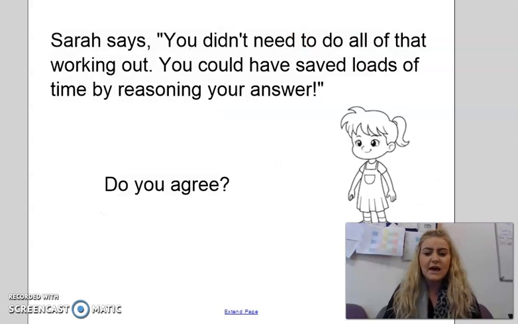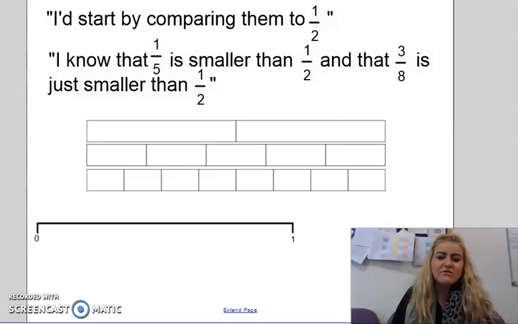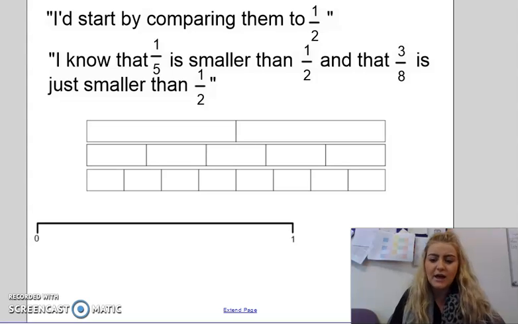But Sarah says, well, you didn't need to do all of that working out. You could have saved yourself lots of time by reasoning your answer. Do you agree? What do you think? So Sarah suggests that she would start comparing the fractions to a half, so splitting them up to fractions that she knows are smaller than a half or larger than a half. So she says, I know that 1/5 is smaller than a half and that 3/8 is just smaller than a half. How do you think she knows that 3/8 is just smaller than a half?